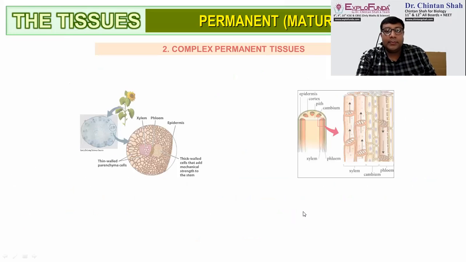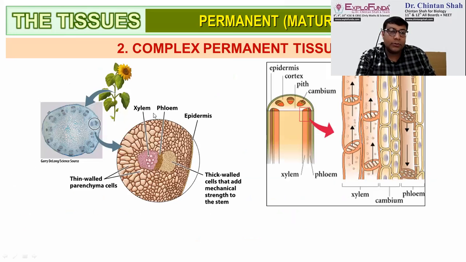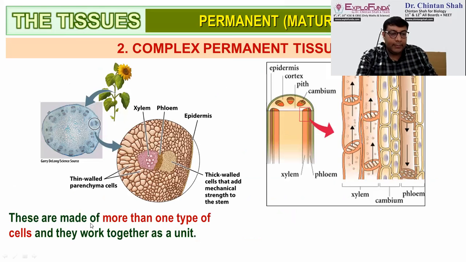Now comes the permanent tissue of another type, which is known as complex permanent tissue, which is made up of more than one type of cell. So these are made up of more than one type of cells, and they work together as a unit. Okay, see, this is known as a vascular bundle. In the vascular bundle, you can see there is xylem, there is phloem. Okay, so phloem is transporting the organic food material, and xylem is transporting what? It is transporting water and minerals.